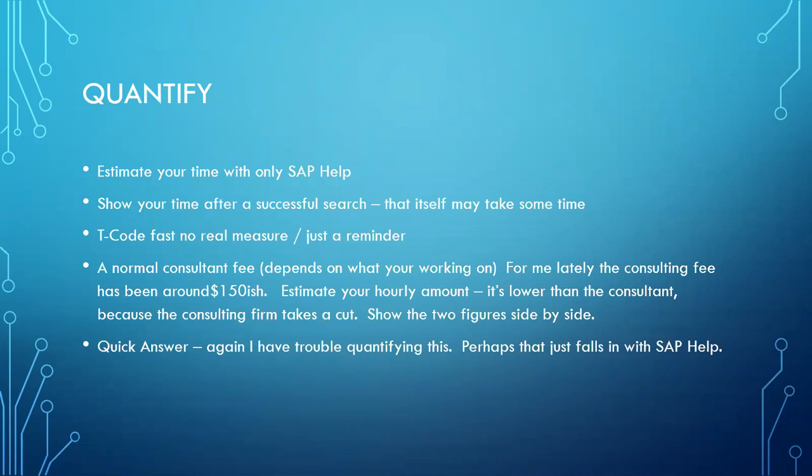Lately for us, because we're on HANA and we go with a consulting firm rather than with an independent, the consulting fee has been around 150-ish. Ish means that it depends on what they're doing. So then after you do that, you can estimate your hourly amount, and it's going to be much lower than the consultant because the consultant isn't really being paid that much. The firm takes probably a very large cut. And then you can show the figures side by side.